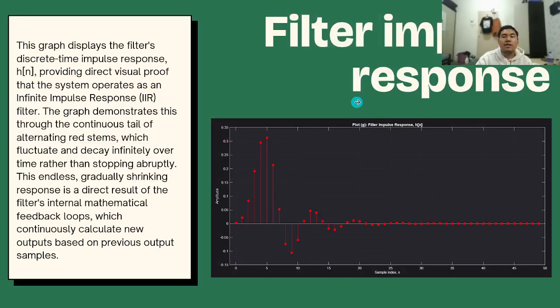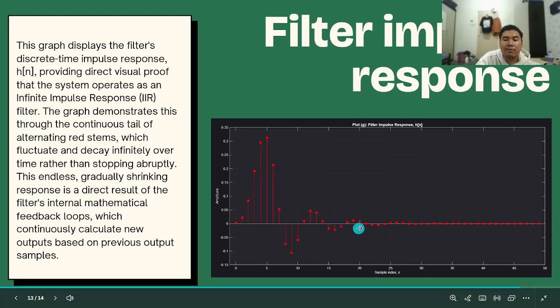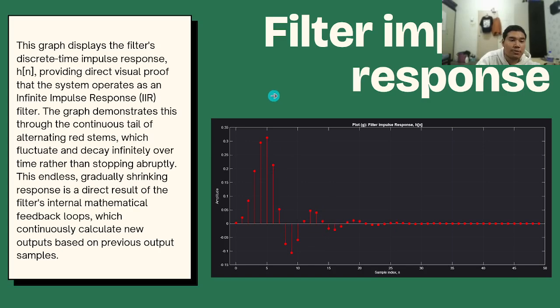Okay, now we do the filter impulse response. After the audio is filtered and we do the impulse response, we can see that we have the same result, where after 0.3 it is cut off and gradually goes down in amplitude to 0. This graph demonstrates a continuous tail of alternating steps, which fluctuate and decay infinitely over time rather than stopping abruptly.